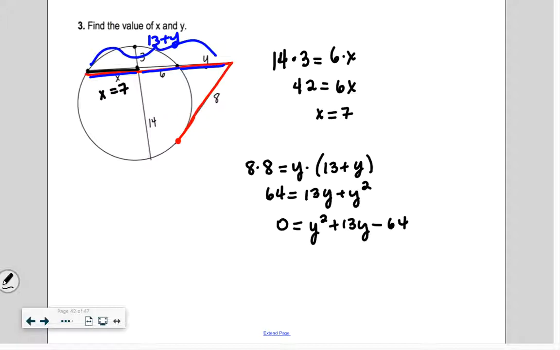All right, and we can try to factor. We started thinking of all the factors. We have 8 and 8. We got 2 and 32. We got 16 and 4. Are any of these getting us 13 for the outer and inner terms? No. 16 and 4 was close. So what do we do?